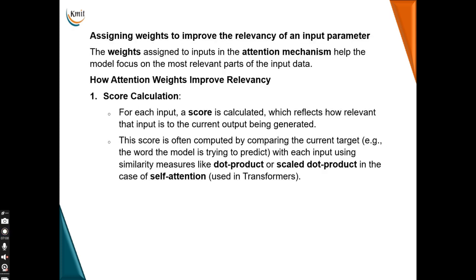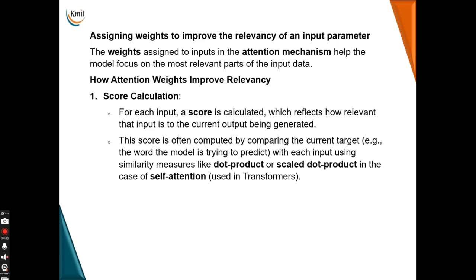How do we assign weights to improve the relevancy of an input parameter? We are assigning weights to the input parameters during the attention mechanism, which will help us to focus on the relevancy of an input parameter for the specific task. How do we do that, and how does it help to improve the relevancy?